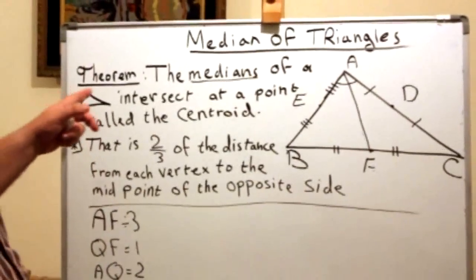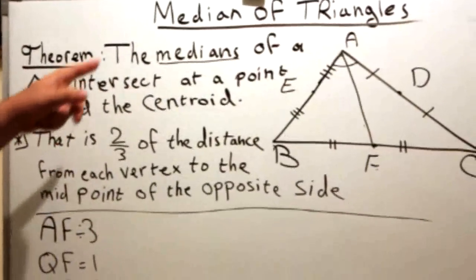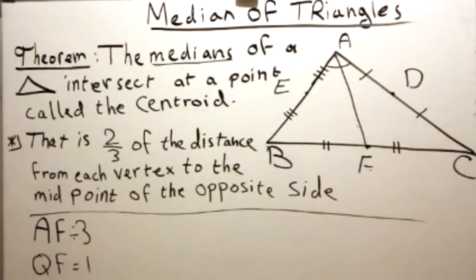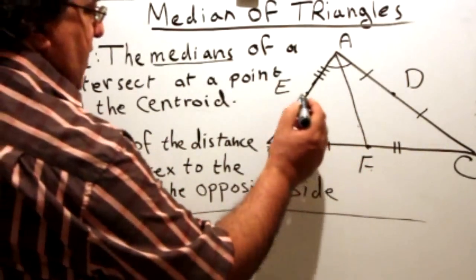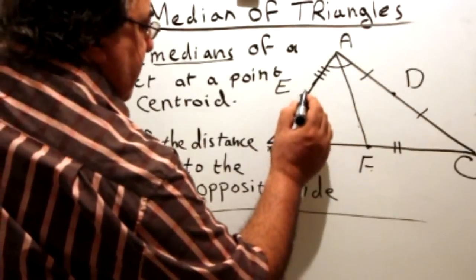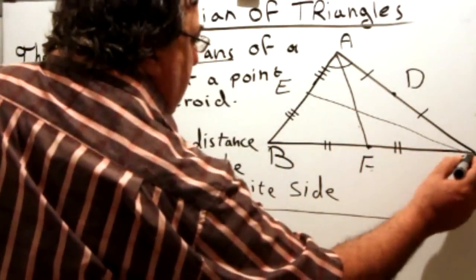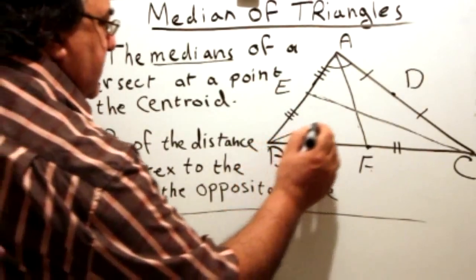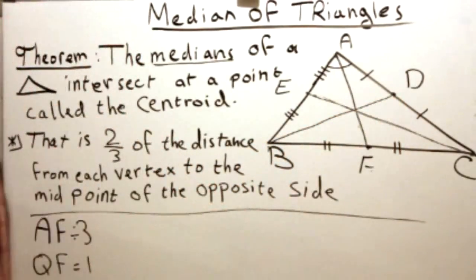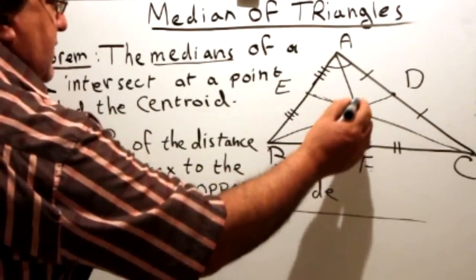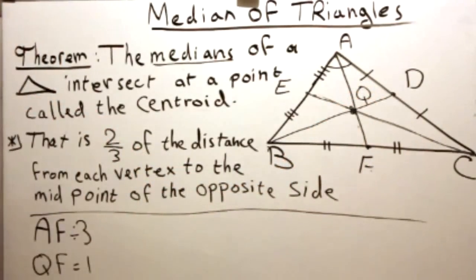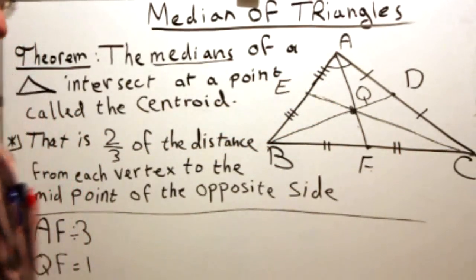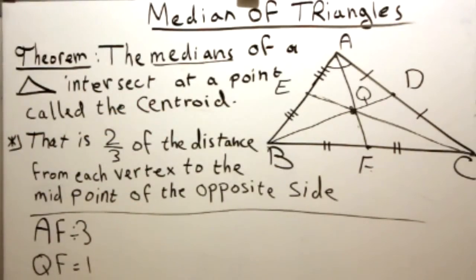Now, what is the first theorem of the median of a triangle? The medians of a triangle intersect at a point called the centroid. So if this is the first median, and this is the midpoint connected to vertex C, and this will be connected to vertex D, to midpoint D, they will all meet at one point. Let's call it Q. This point of the three intersecting, concurrent medians is called the centroid.